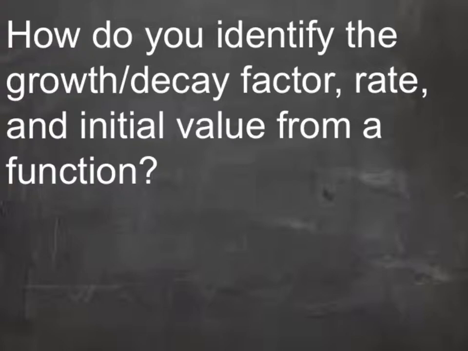Let's go ahead and recap. How do you identify the growth or decay factor, the rate, and the initial value from a function? Give me an example, and you can do this for your summary of the notes. Go ahead and write a function, and then explain to me how you identify the growth or decay factor, the rate, and the initial value using that function.